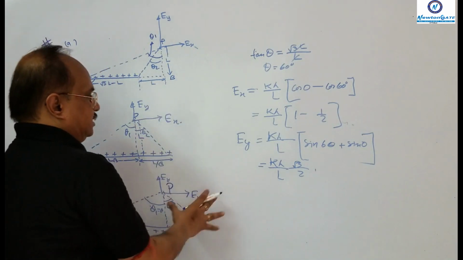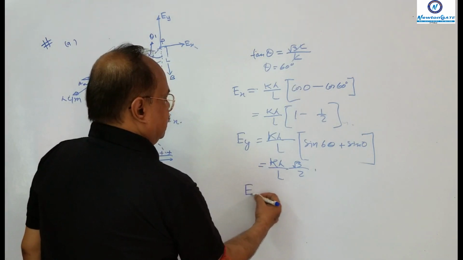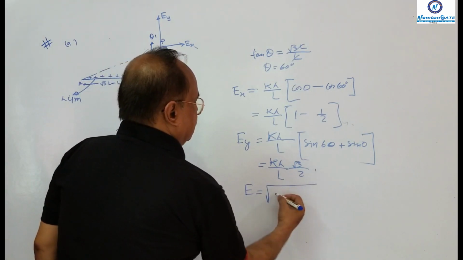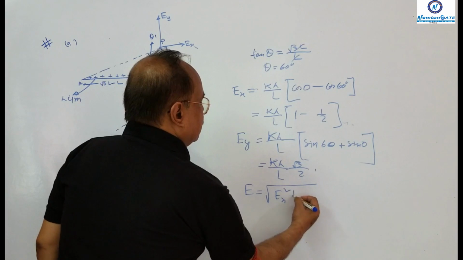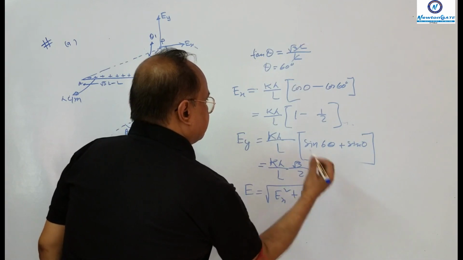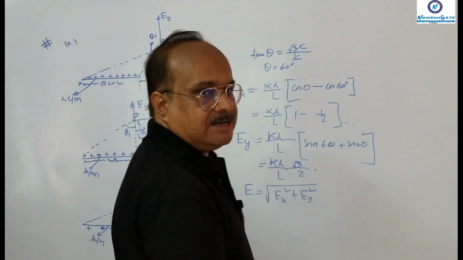Now in all the cases, if you want to find the resultant electric field, it is equal to root over Ex square plus Ey square. That's all.